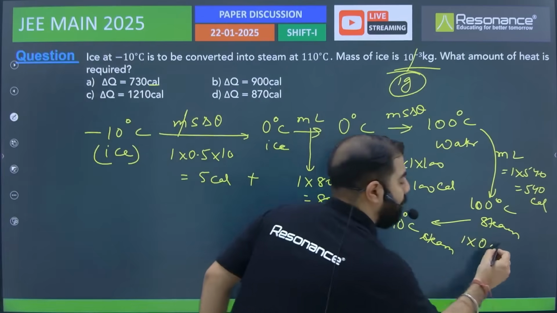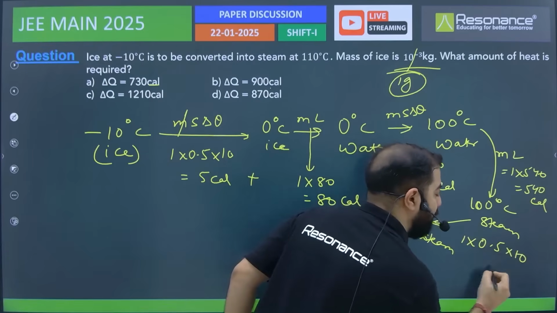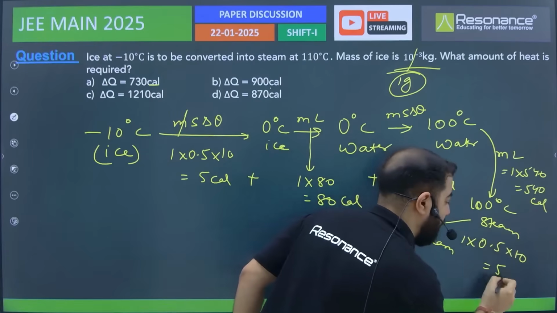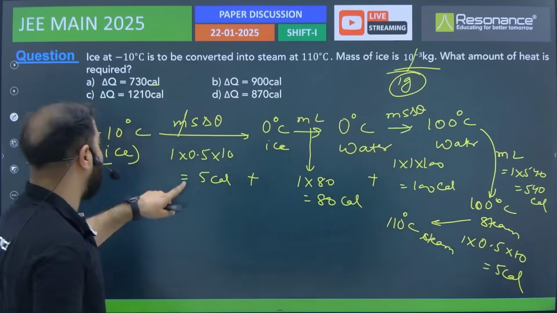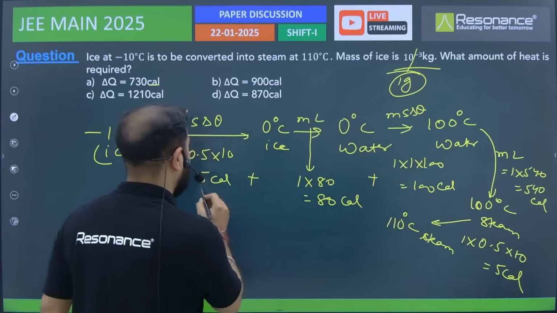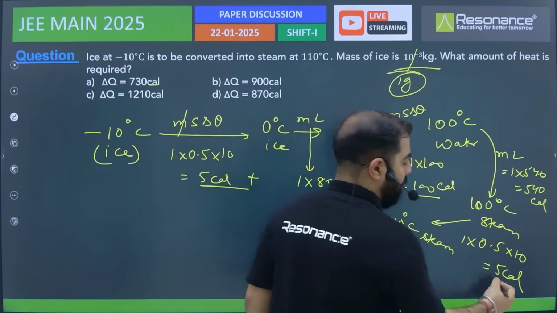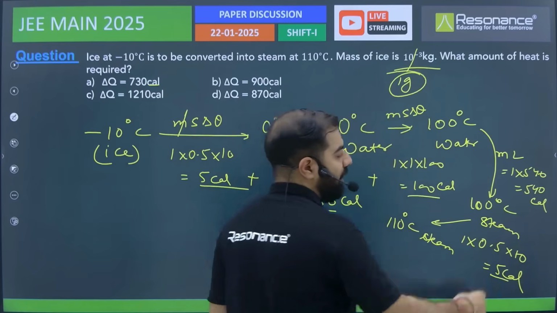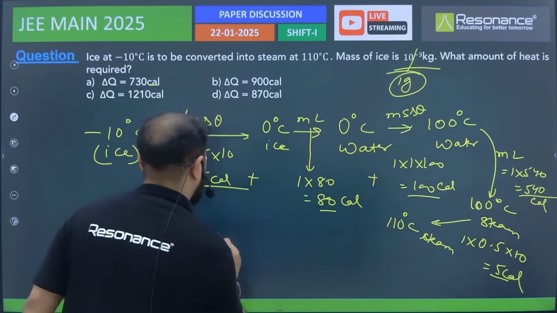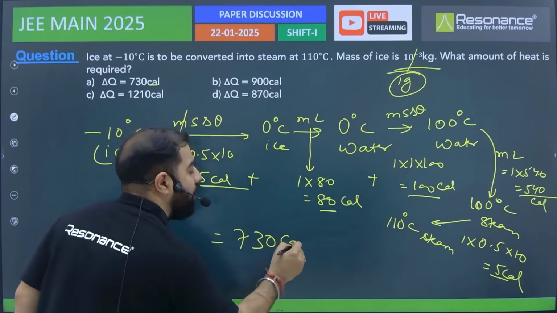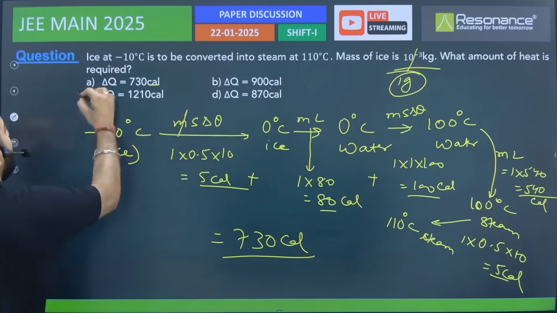तो फिर लिख लेते हैं 0.5. डेल थीटा कितना होगा? 10. So that will be 5 calorie. So what's the value? 5 plus 80, 85, 185, 185 plus 5, 190 plus 540, 730. So the answer will be 730 calorie, which is option A.